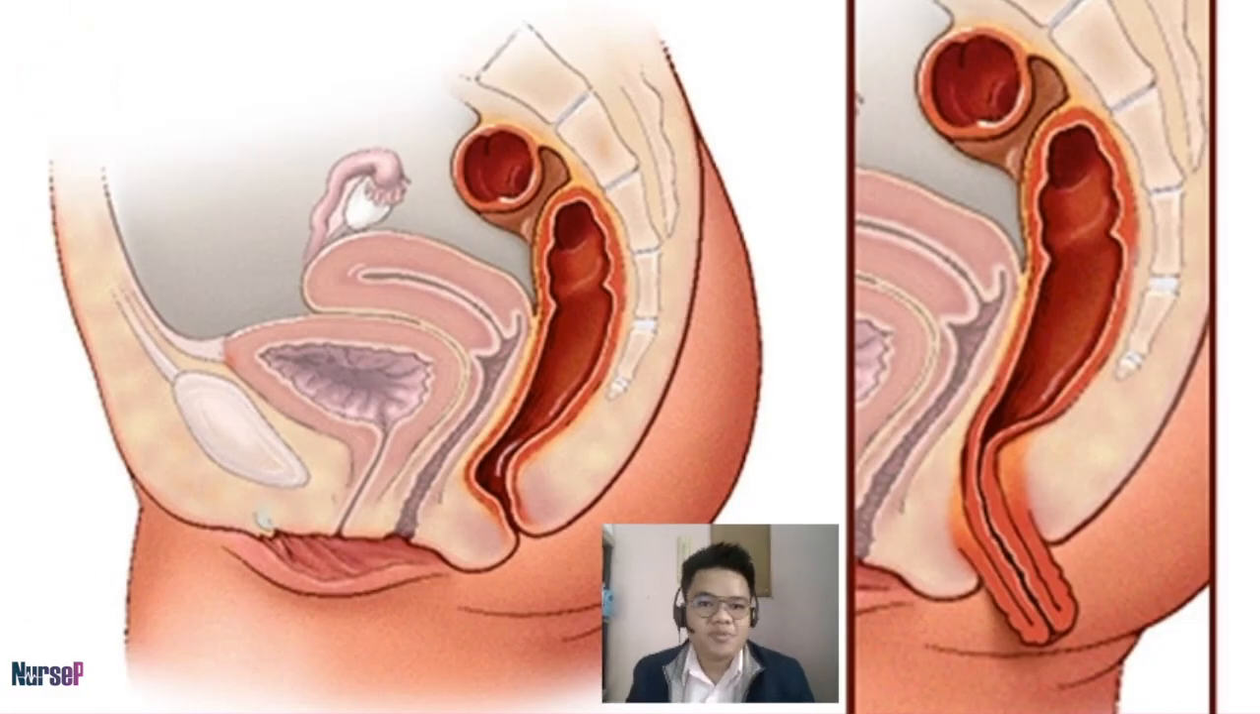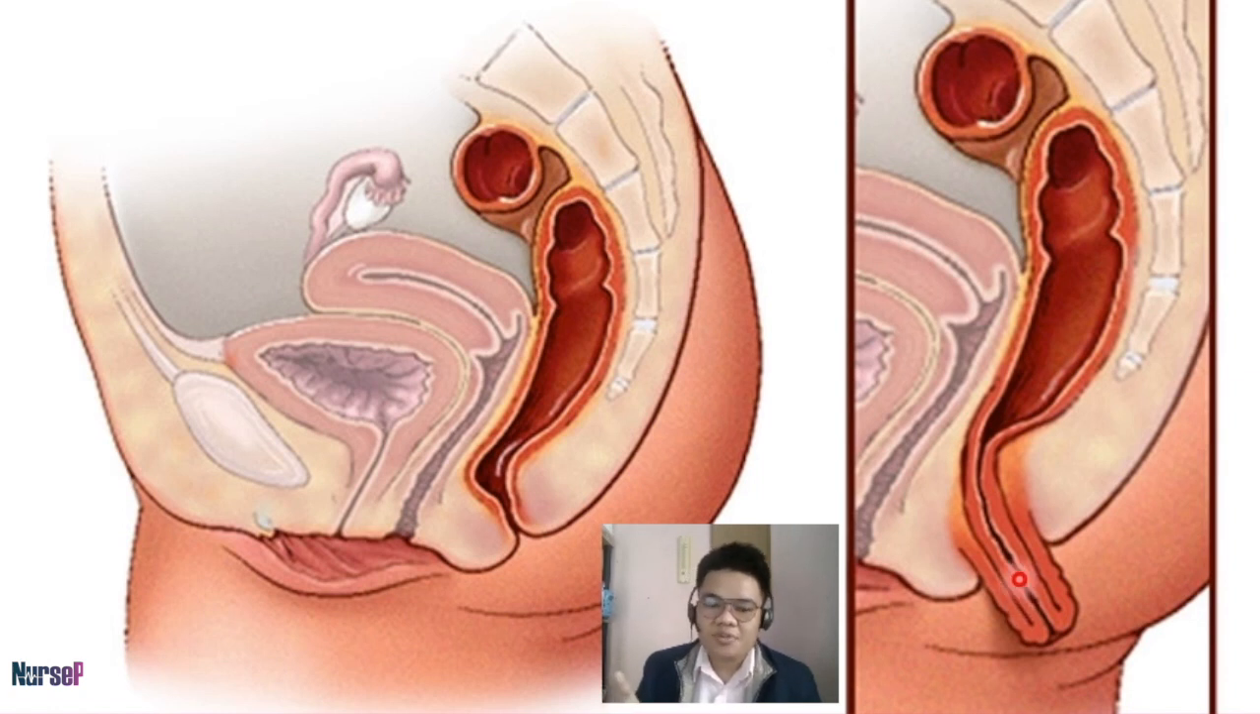Class, rectal prolapse would appear to be like this one. So in rectal prolapse, this would be the appearance of the normal rectum on the left side. However, class, on the right side, you would see that the rectum and then the anal structures here went out. Okay, so that will be very painful on the part of the patient.